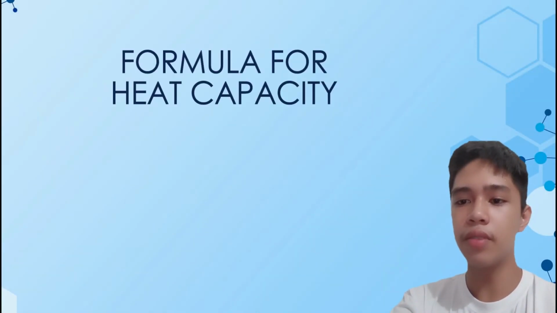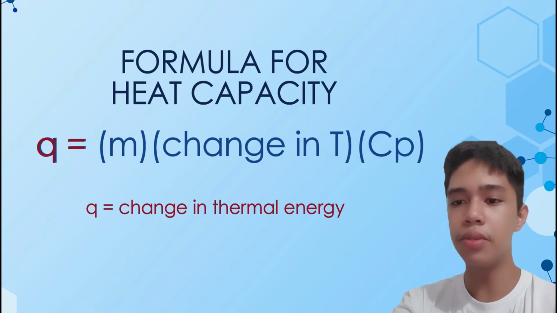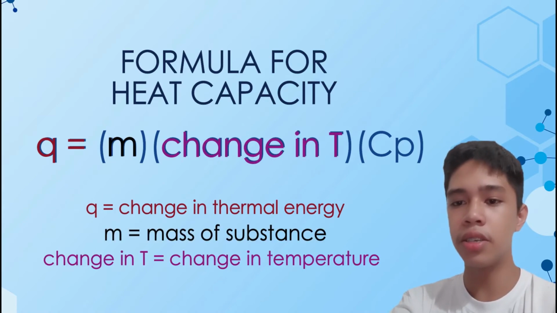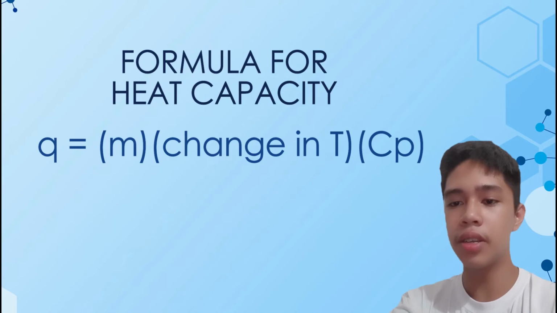And the formula for heat capacity is Q equals M times change in T times Cp, wherein Q is the change in thermal energy, M is the mass of the substance, change in T is the change in temperature, where you subtract the final and the initial temperature, and Cp is the specific heat of a substance. In other words, change in thermal energy is equal to the mass of a substance multiplied by the change in temperature and multiplied by the specific heat of the substance.